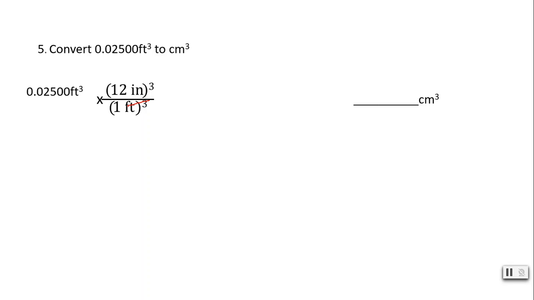And so when I do that, my foot cubed unit cancels with that foot cubed unit. I'm left with inches cubed. Then I can use the definition between inches and centimeters to get from inches to centimeters. And then I, again, cube both sides because what you do to one side of the equivalency, you have to do to the other. Those units cancel. I am left with centimeters cubed as a unit in the numerator, which is great because that's what I'm looking for. But how do you enter this in your calculator?